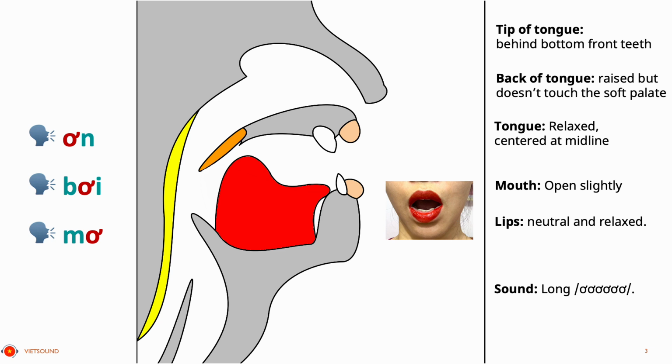The last thing we have to remember about the sound is that it is a long sound. So we have to prolong the sound in words like ơn, bơi, mơ. Let me give you an example. Here we have the word ơn. So you can see that in this word, the sound is a long sound, and it makes the n sound to be short. So we have to prolong the sound and shorten the n sound. And we have the word ơn.